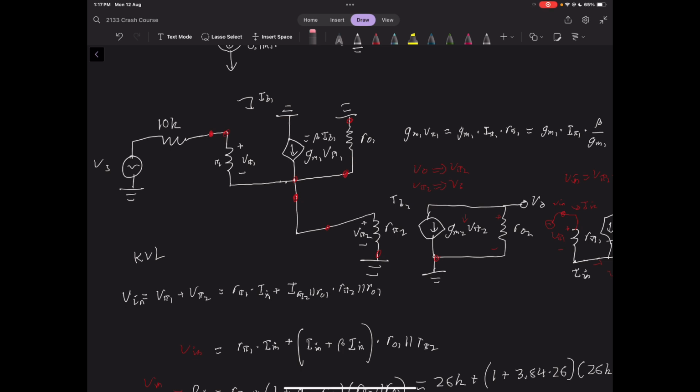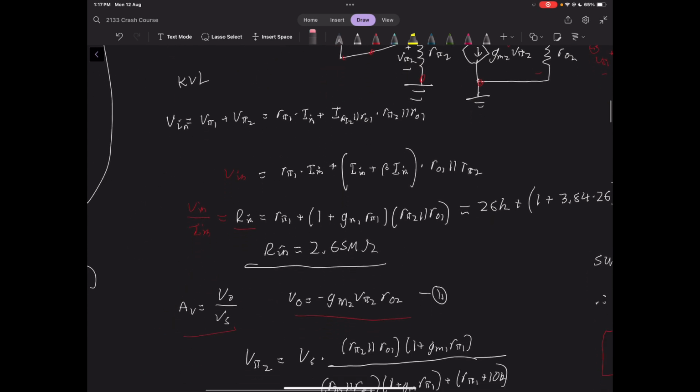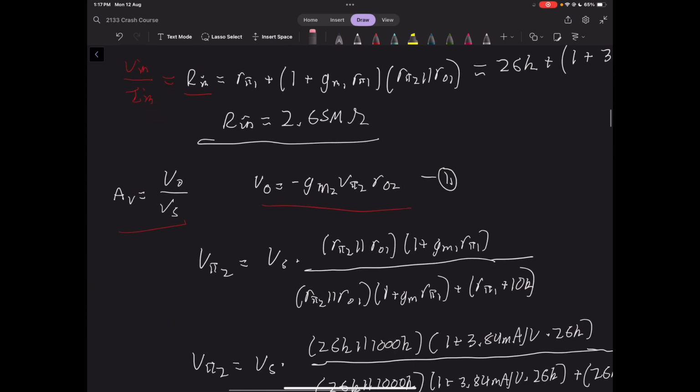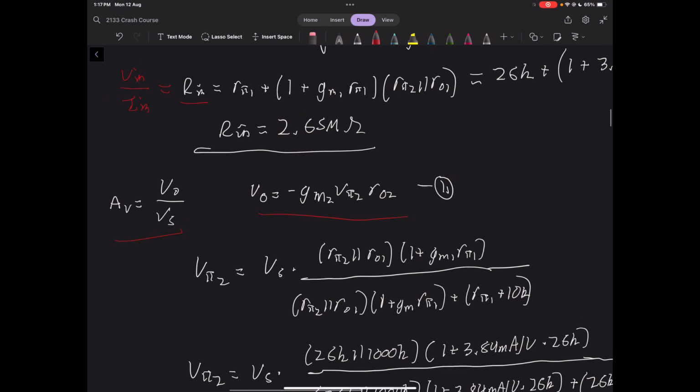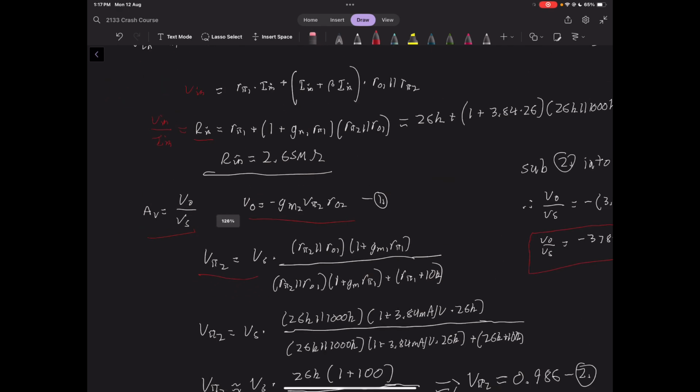It's we're baby stepping through, so we find one voltage in terms of Vs, and then another voltage in terms of that voltage, and we sort of then rebuild the chain to get the output voltage in terms of the input voltage here. So that is, we found here Vout in terms of V pi, and now we need to find V pi in terms of Vs.